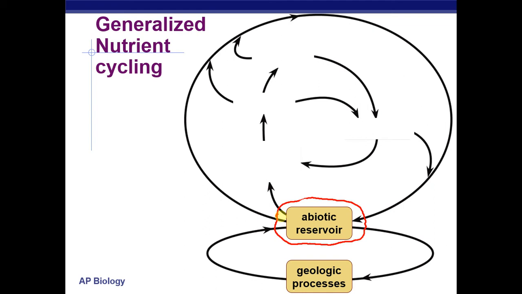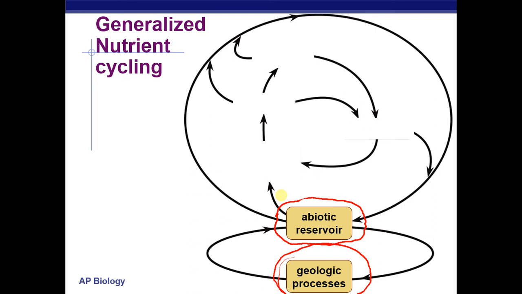Usually, the abiotic reservoirs, like you can see here, also cycle through what are called geological processes. So here's an example. When we talk about the carbon cycle, one of the main abiotic reservoirs for carbon is in the atmosphere in carbon dioxide, or in the ocean in calcium carbonate in seashells. Okay, one geologic process that exists to help exchange those is lithification.